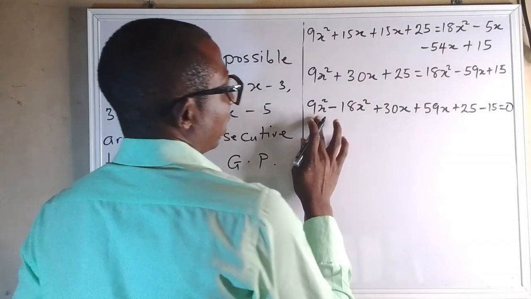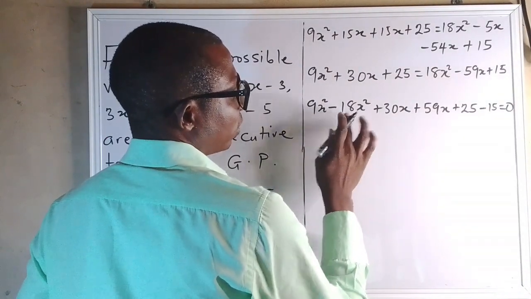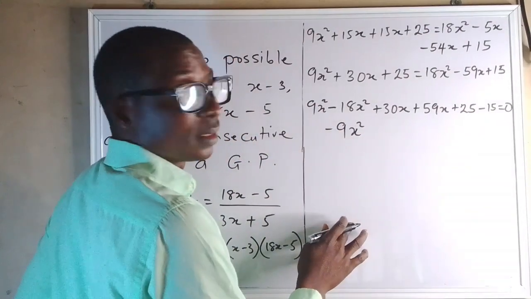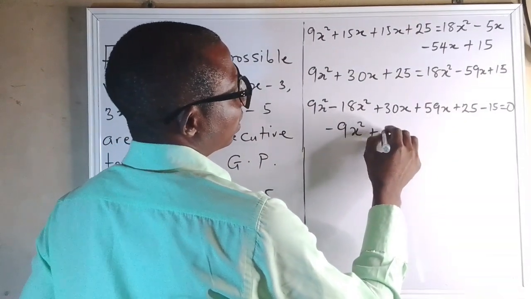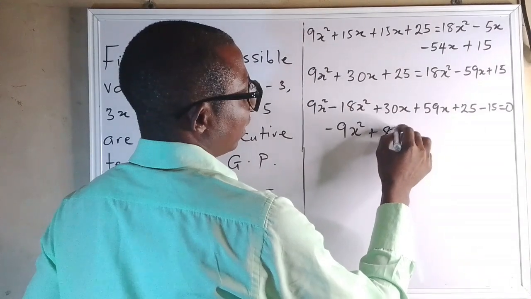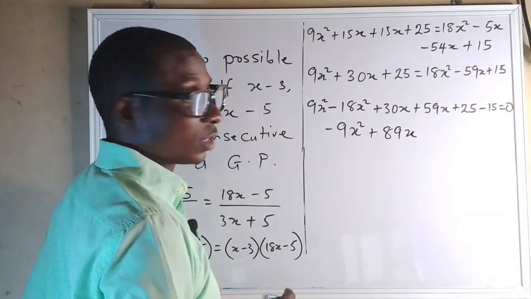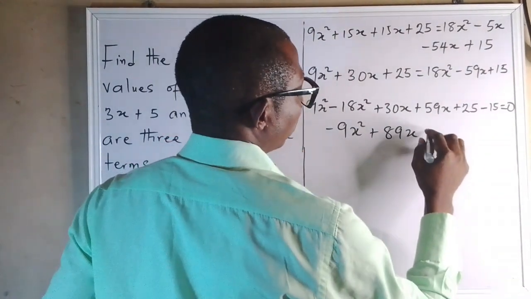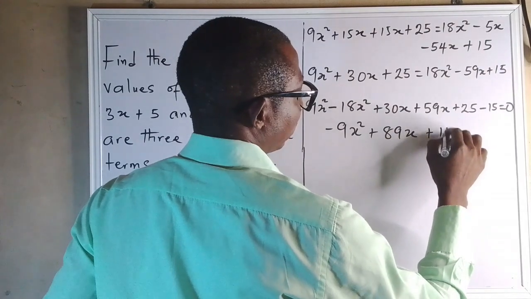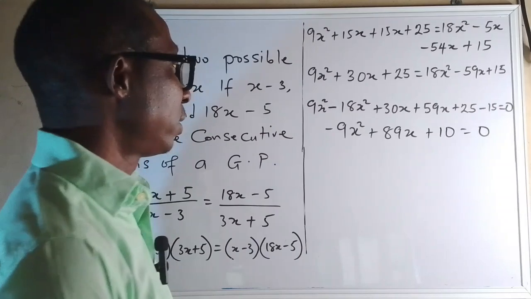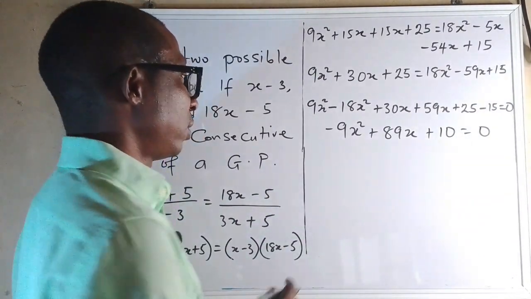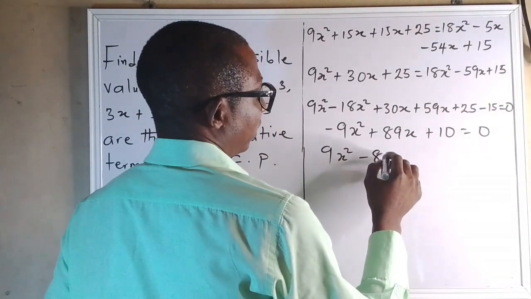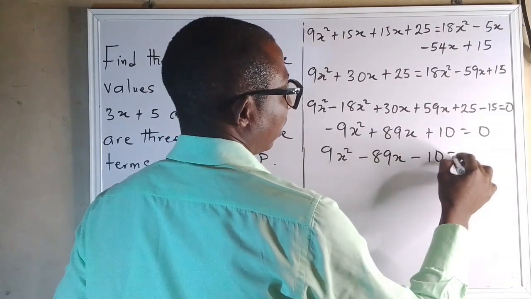All right. So we now have 9x squared minus 18x squared. That gives you minus 9x squared. Right? And this gives you plus 89x, right? 30x plus 59x. So this 25 minus 15, that gives you what? That's plus 10 equals to 0. All right, so we can just multiply through by minus 1. So this turns to 9x squared minus 89x minus 10 equals to 0.